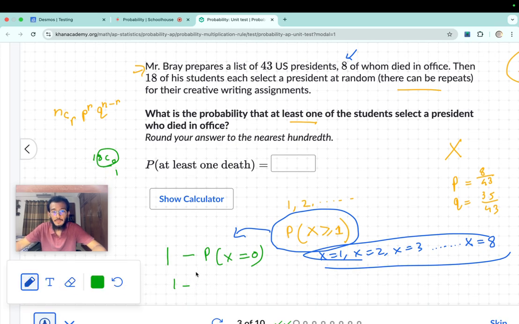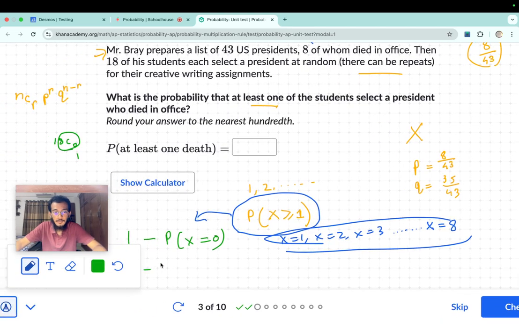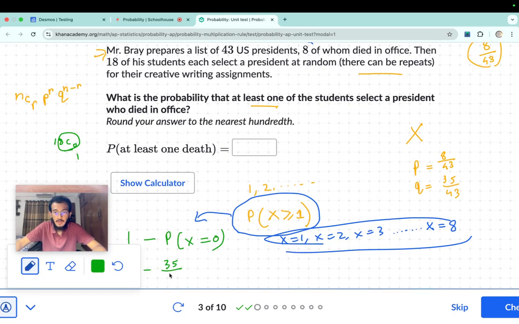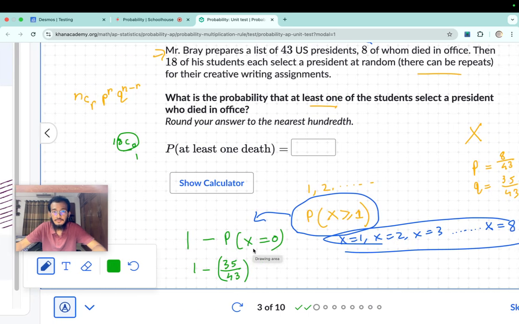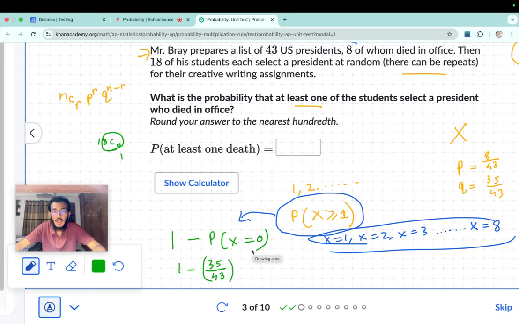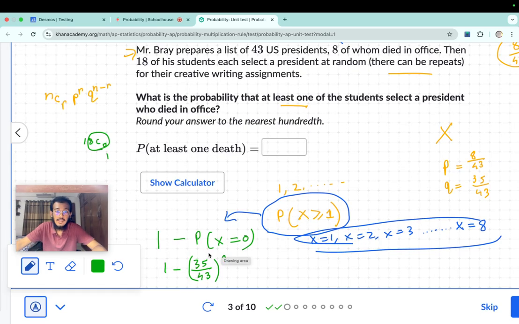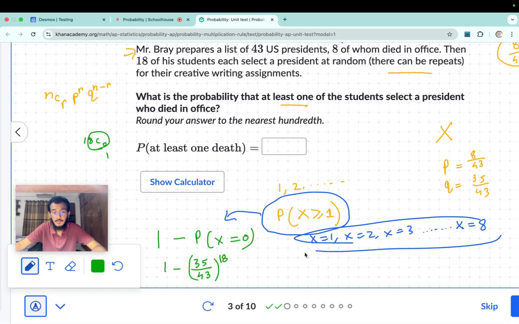And then you have p to the power r. Again, because r is 0, anything with the power 0 is 1, but you have q to the power n minus r, which means our q is here 35 divided by 43, this raised to r. So our r is 0. Okay, so there can be repeats, so it's 18 because there can be repeats.